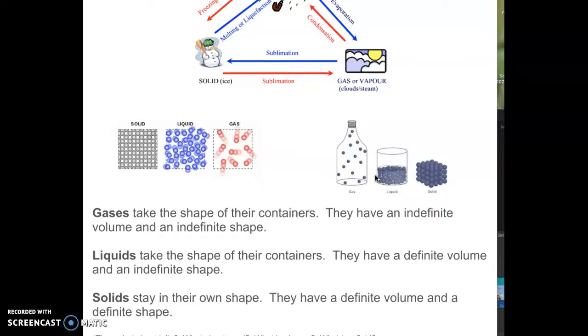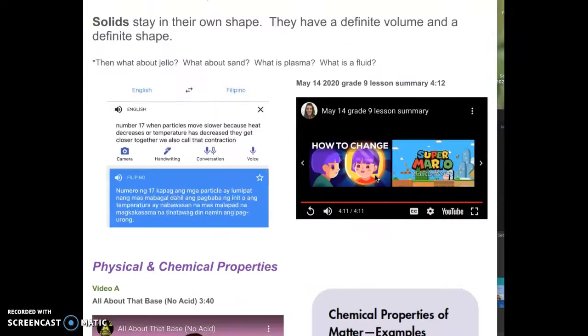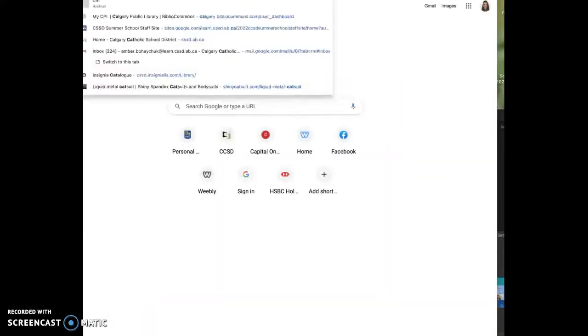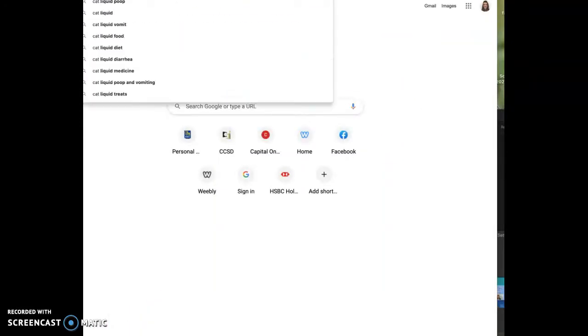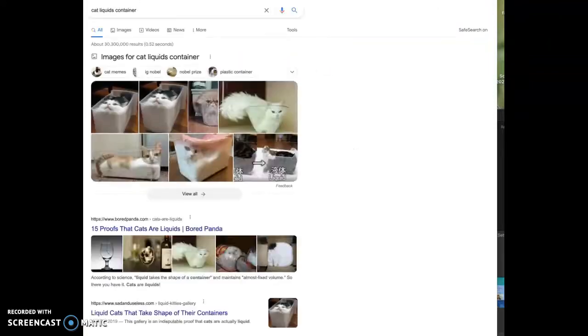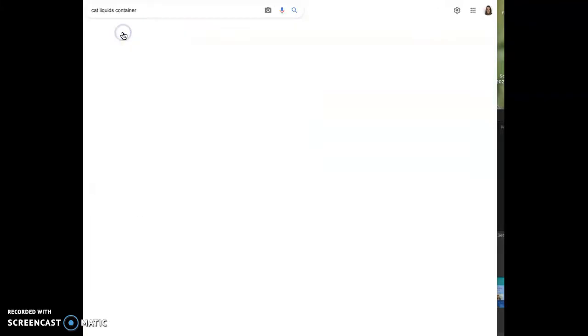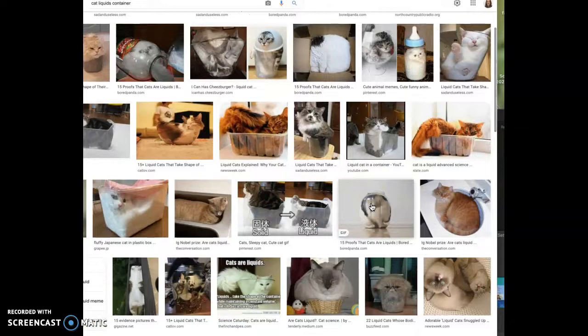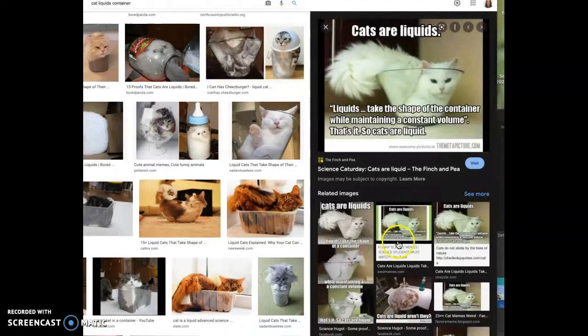Liquids take the shape of their container. Oh, I wonder if I have that cat joke on here. There's a cat joke. Let's see if I can find it. Cat liquids container. Yeah, these are hilarious. It's like proof that cats are liquids, because cats take the shape of their container. Yeah, right.